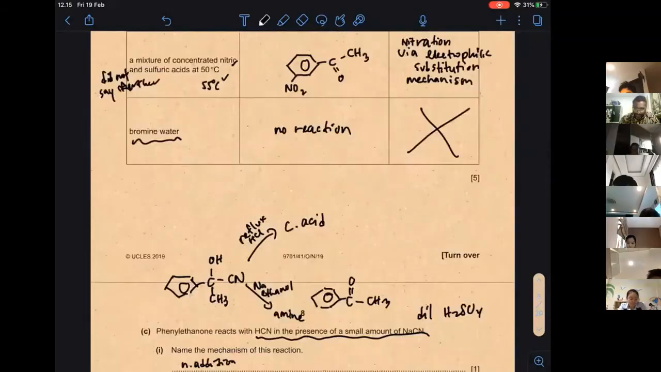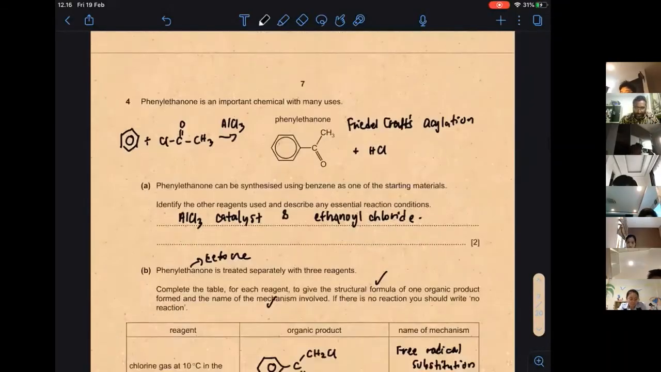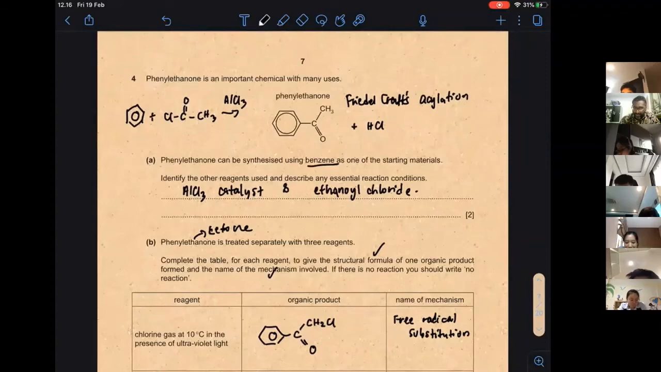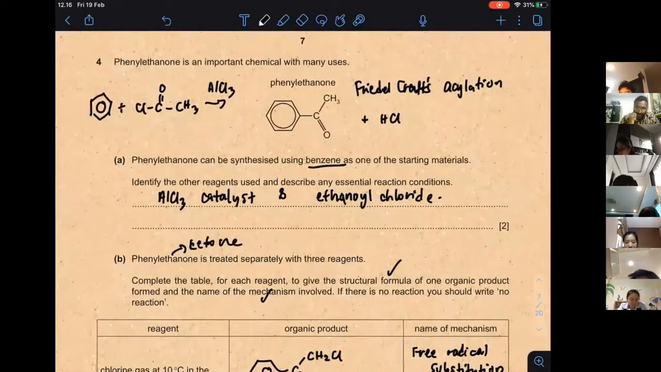Here is going to be phenyl ethanol. It's an important chemical with many uses. When I see this, they say it can be synthesized using benzene as the starting material. So when I have benzene, there are only a few reactions that can directly happen to the benzene, which is going to be electrophilic substitution, like nitration.